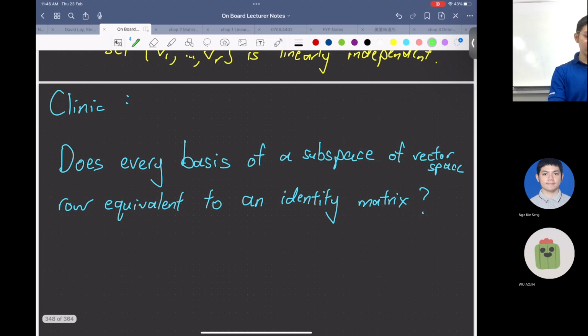What do you think? After this question, we can leave. At 11:50, we will break. Does every basis of a subspace of a vector space row equivalent to an identity matrix? A basis consists of vectors, so how is it a matrix? You need to consider the matrix whose columns are made up of the basis vectors. So when is this row equivalent to an identity matrix?